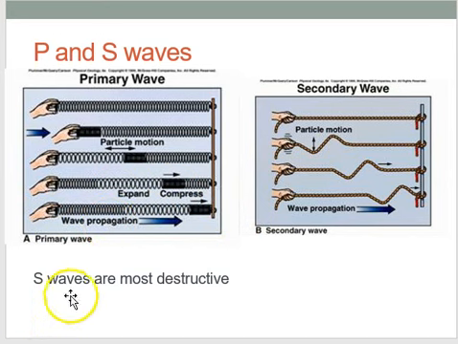The second wave, which comes after the primary wave, is the secondary wave, and that's the most destructive because that wave has more of a side-to-side, up and down amplitude to it. So this is where a lot of the shaking, the back and forth, where things are knocked down, occurs.